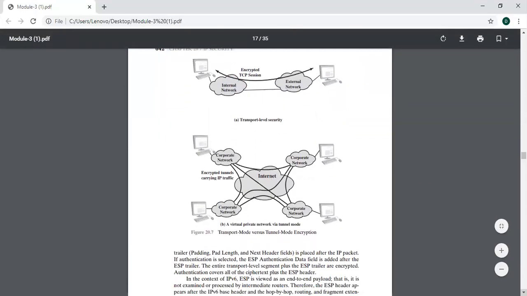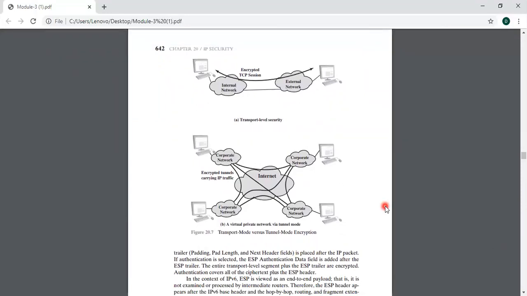But if you see figure B, it shows how tunnel mode operation can be used to set up a virtual private network. You can see this organization has four private networks, 1, 2, 3, 4, each interconnected across the internet. Hosts on the internal networks use the internet for transport of data but do not interact with other internet-based hosts.